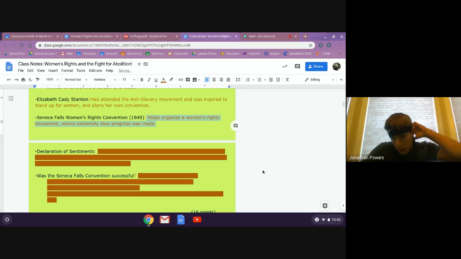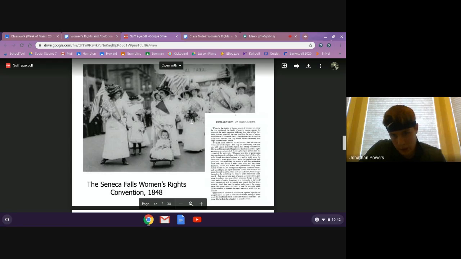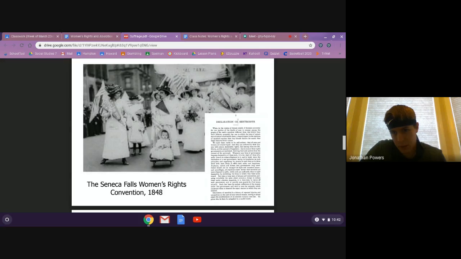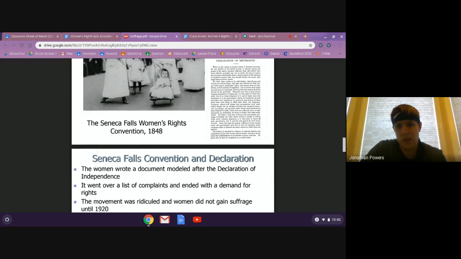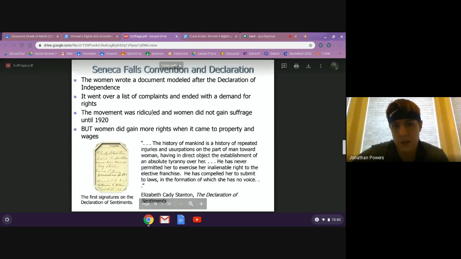At this convention, they're going to start a movement, and obviously every movement moves very slow, especially in the United States. And they're going to come up with, at this convention, what's going to be called the Declaration of Sentiments. The Declaration of Sentiments is going to be a document that looks very similar to the Declaration of Independence. And just to bring you back, that was your breakup letter that Thomas Jefferson had a big part of. It's a list of complaints where they kind of listed some demands that they wanted at the end.